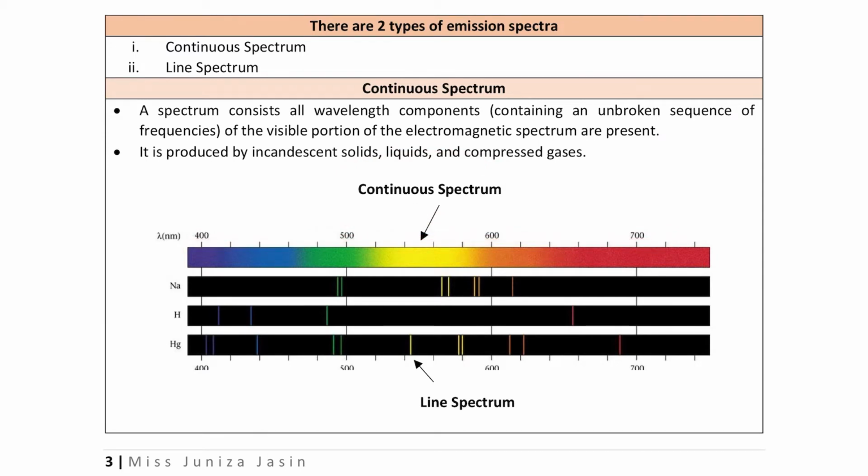Okay. Right, and then it is produced by incandescent solid, liquid and compressed gas. Continuous spectrum, cara paling senang nak hasilkan, kamu bayangkan kamu ada prism. Lama dah saya tak pandai nak lukis sangat. Let's say lah you shine light dekat prism tu, and then prism tu akan hasilkan rainbow ni. So itu cara menghasilkan continuous spectrum.